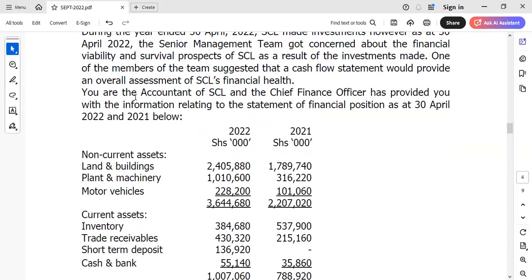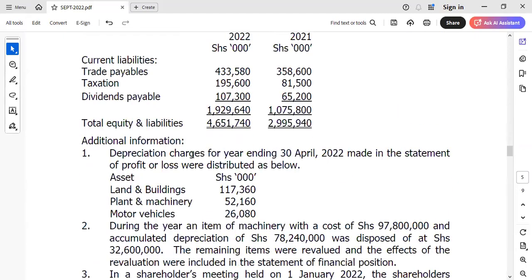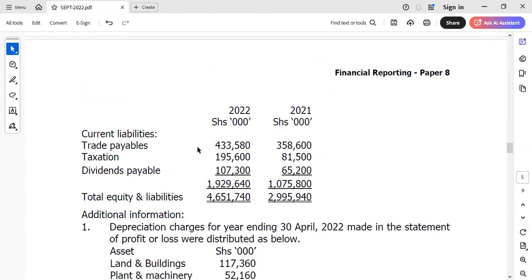They are telling us that you are the accountant of SCL, and the chief finance officer has provided you with the information relating to the statement of financial position. So here you have statement of financial position as at the 30th April 2022 and 2021. So you have 2 years. Okay. Are we given income statement? We are not given income statement in this question. So you are not given income statement.